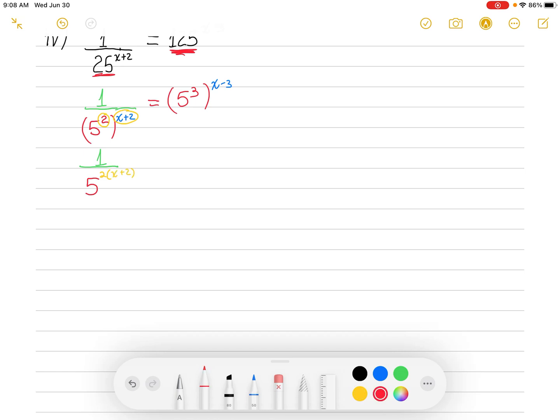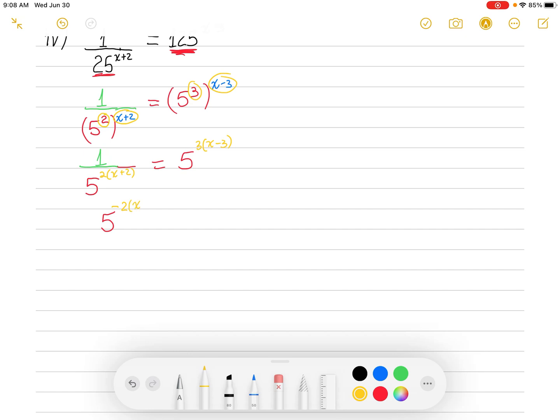So I'm going to rewrite the left side as 1 over 5, and we're going to take 2 here, and that's going to be times x plus 2, using properties of exponents. And on the right side, 5, and then we're going to have 3 times x minus 3.